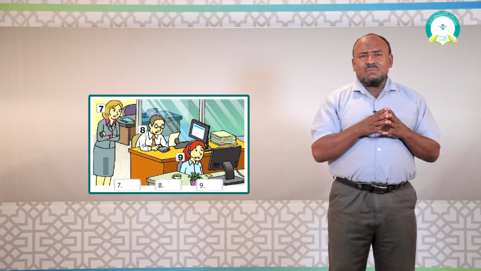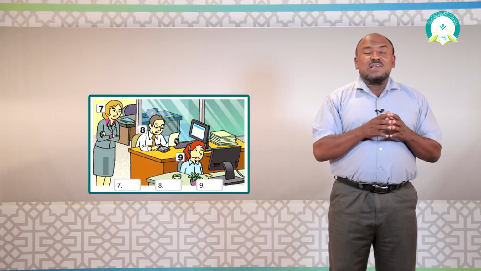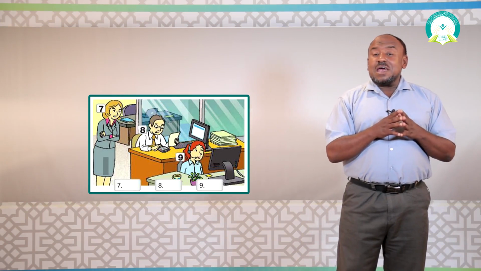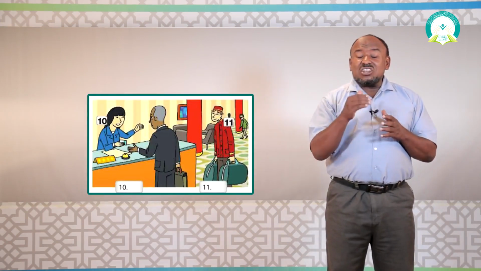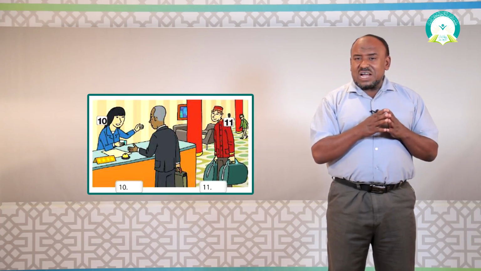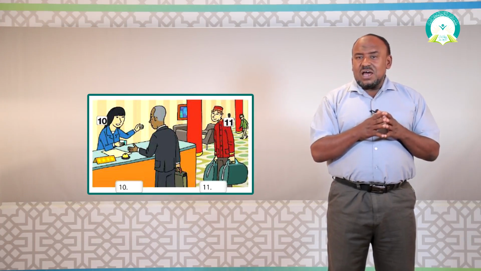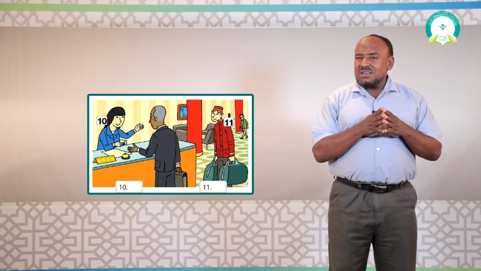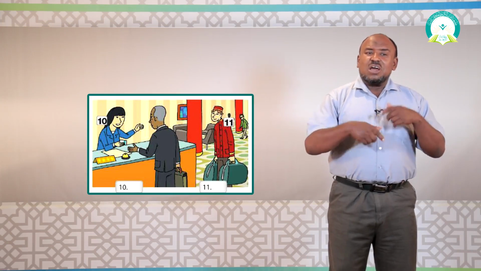Number 10 is the front desk clerk. Number 11, someone who is carrying baggage. So he is what? Bellhop. Thank you. Continue now.